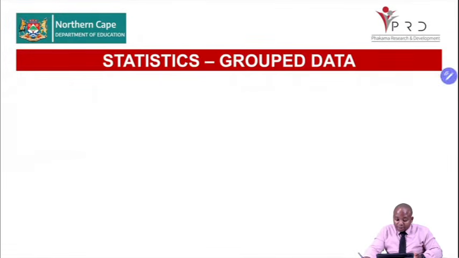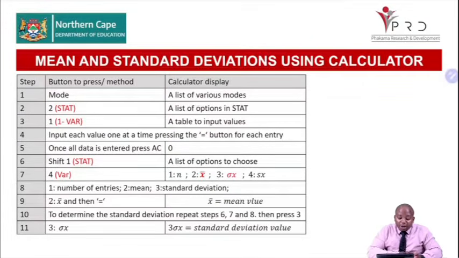Let's just go back. Right. To find the mean and the standard deviation, we have our calculator instructions. We are not going to go through these instructions line by line, but this is our third mode that we are supposed to learn, and this is part of my book work. You must make sure that you master this stat mode.